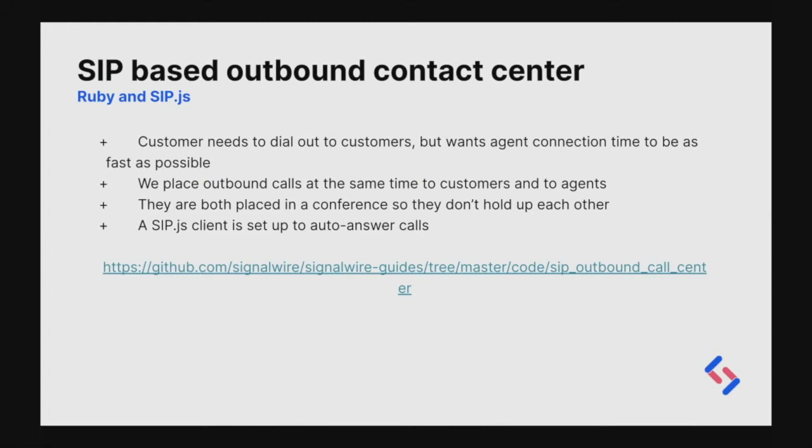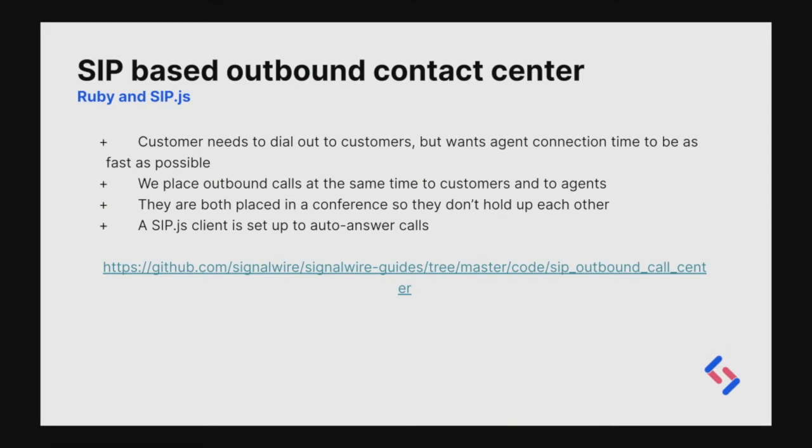Of course, if you dial out to customers and they don't answer, you don't want to have an agent on the line for nothing. But on the other hand, if you wait for the customer to answer before you connect your agent, the customer will end up waiting for the agent to connect, because there are two calls involved. One goes out to the customer, the other goes out to the agent. And if you wait for the customer to answer, the agent will not be there by the time the customer joins.